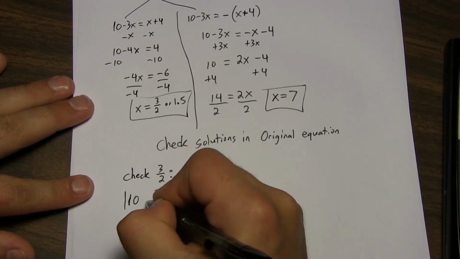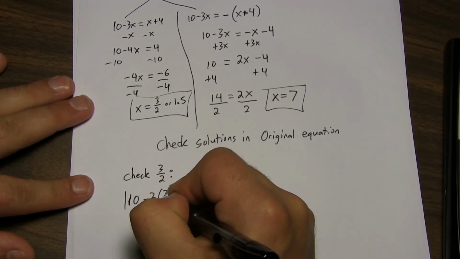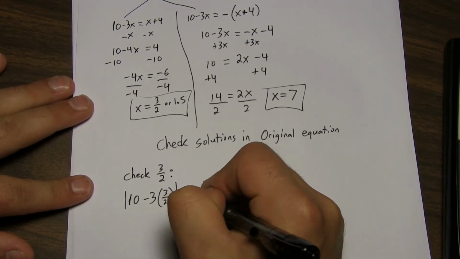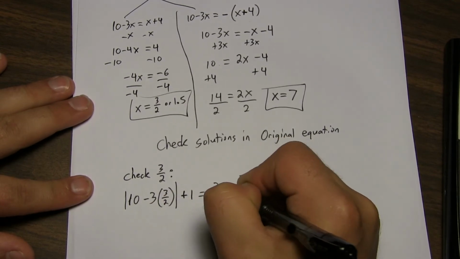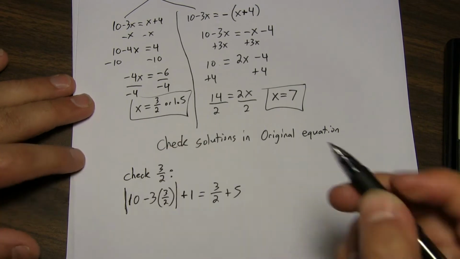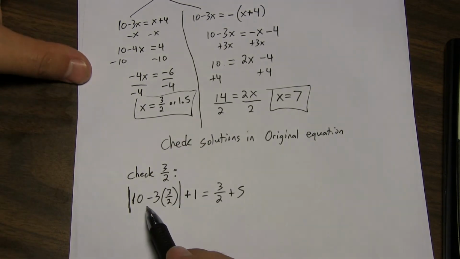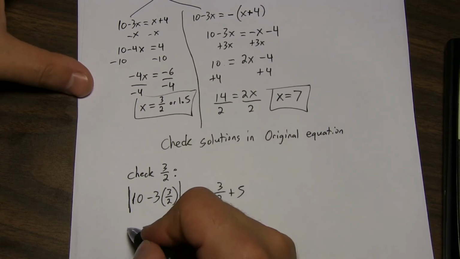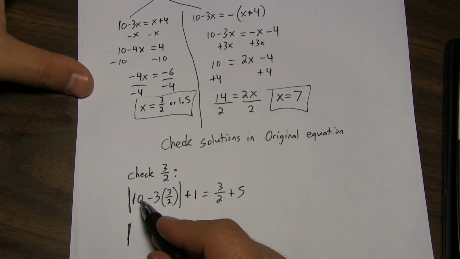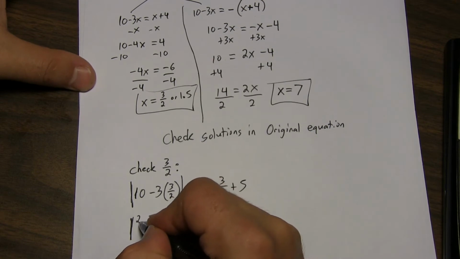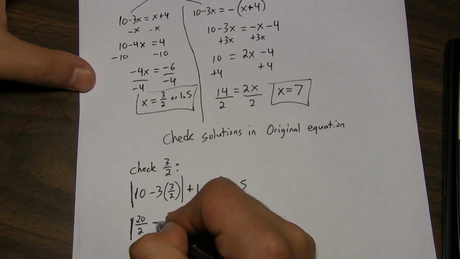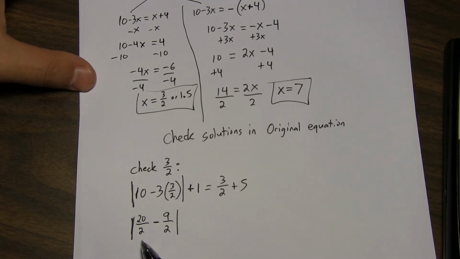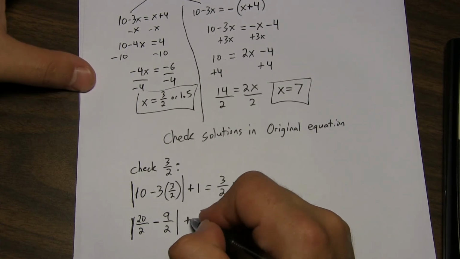So I substitute in 3/2 everywhere I see an x, which is in 2 spots. And let's see if it works. -3 times 3/2 would be -9/2. And I'm going to write 10 in terms of halves. This would be 20/2 minus 9/2. This is still the number 10, just written as 20/2 plus 1.